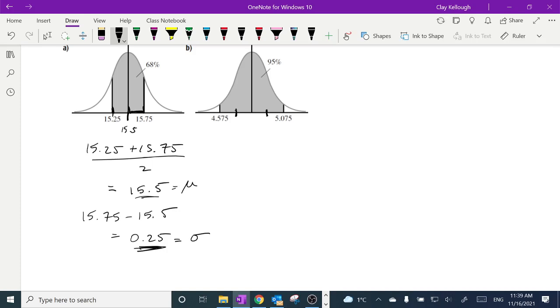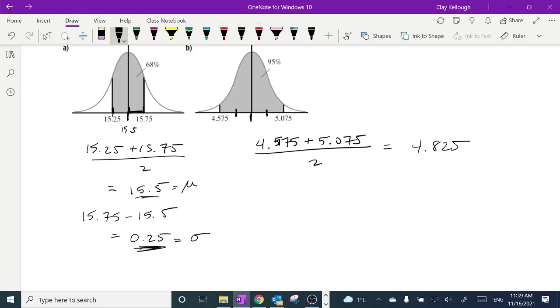So first thing I need to figure out is, again, what's this mean? And I find it the same way. It's halfway between those two things. So I'm going to add 4.575 plus 5.075 and divide by 2. So I'm going to use my calculator so I don't goof it up. 4.575 plus 5.075 divided by 2, and I get 4.825. So that's my mean.